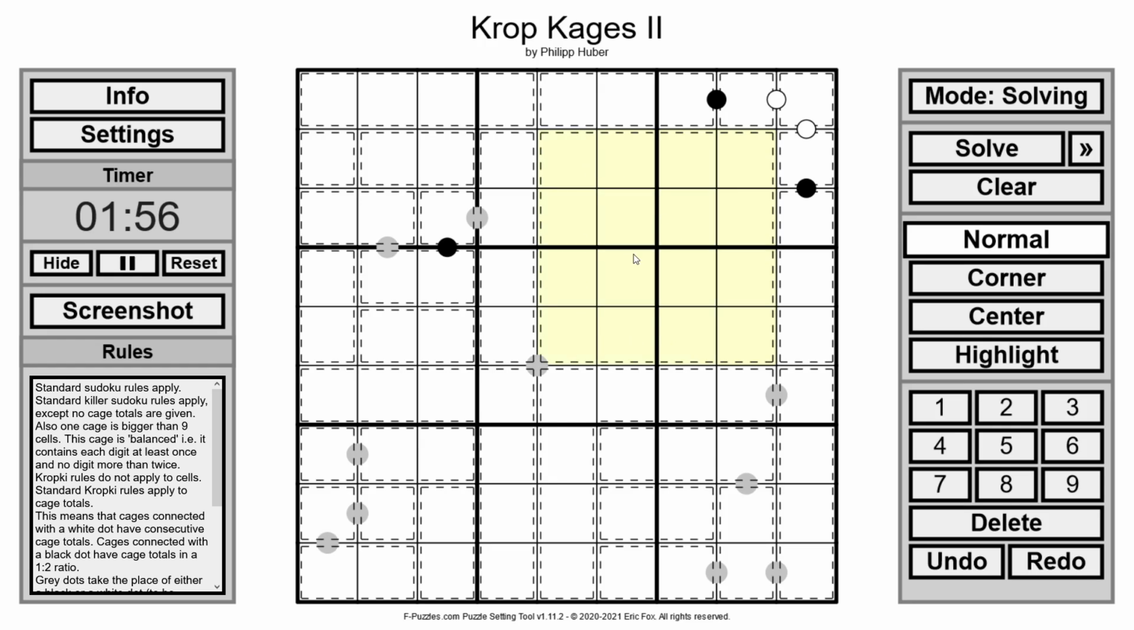It's a big cage of 16 cells, and this is defined to be balanced in a way that it has to have at least one of every digit and not more than two of every digit. So basically you have to complete one set of 1 to 9 before you can start the second set and so forth, but there's only room for one and some, not for more than two sets.